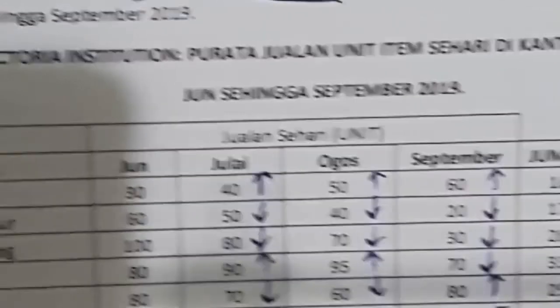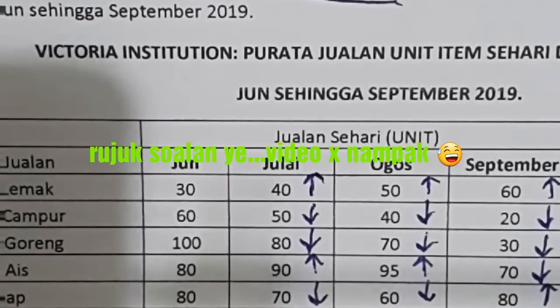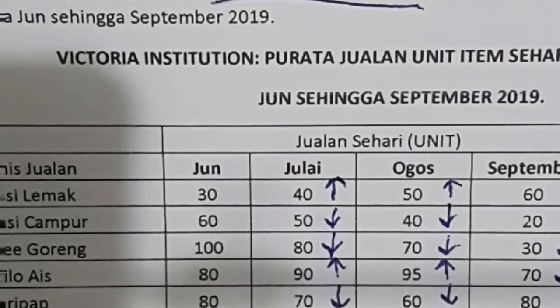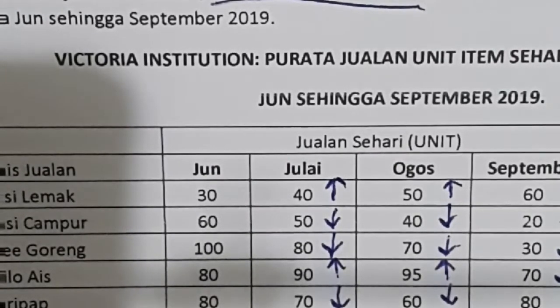So, another thing that you can also kira, because you can see there's jumlah right at the bottom. The jumlah you can also tengok apa dia punya pola. So, this one dia menurun at first.